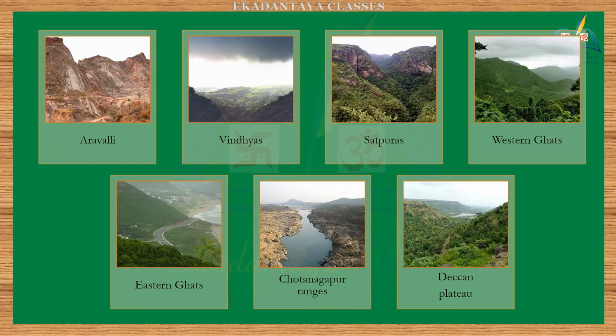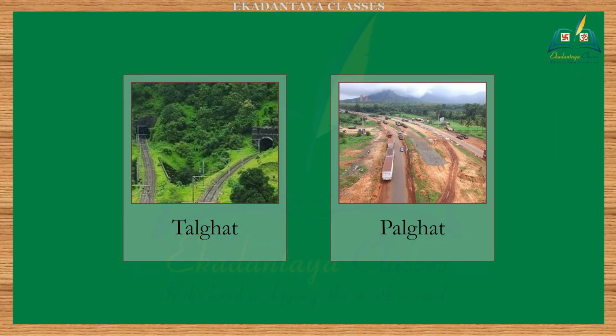The Vindhyan Range flanks the northern edge of the Narmada Valley. The Satpura Range runs in an east-west direction, south of the Vindhyas, in between the Narmada and the Tapi rivers. The Western Ghats are a continuous range running parallel to the west coast of India from the Tapi Valley to Kanyakumari. They are also known as the Sahyadris. They are very steep on the western side and gentle on the eastern side. Bhorghat, Thalghat and Palghat are important passes across the Western Ghats.